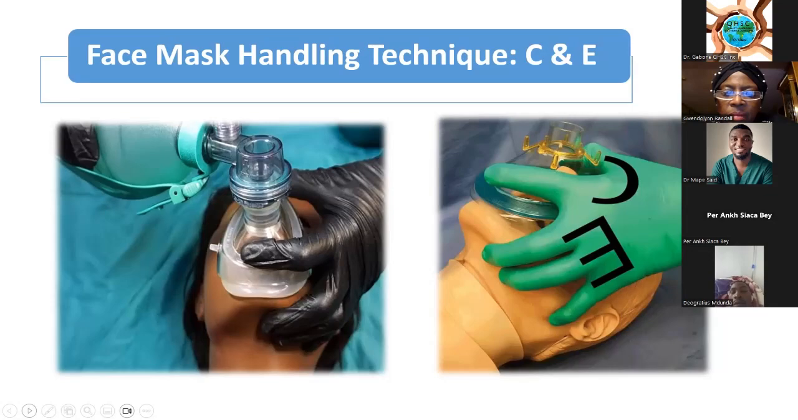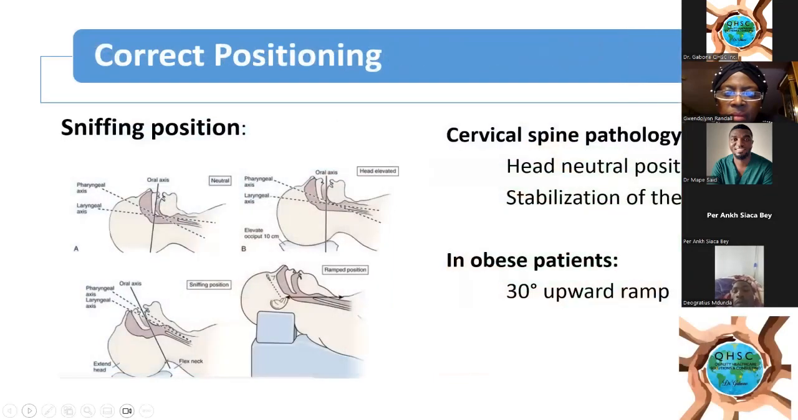The next slide. All of these maneuvers are not advised in cervical spine pathology. If you have a patient with a cervical spine injury, you have to keep the head in a neutral position and stabilize the neck. You will not do the jaw thrust or the chin lift, because you will be hurting the patient more.